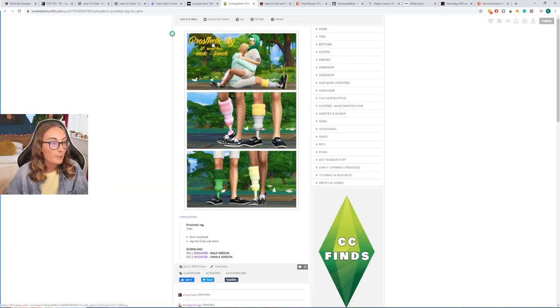We have this prosthetic leg made by Clumsy Alien, personally one of my favorite creators in The Sims 4, and I didn't even know that they had a prosthetic leg under the CC catalog. This is really, really nice looking. It fits the Sims very, very well, but instead of taking my word for it, you can see it for yourself. There is also a male and a female version. This is only available for teens and above.